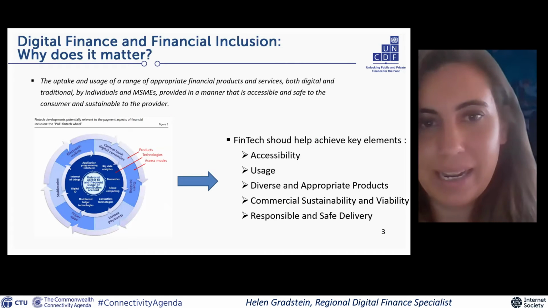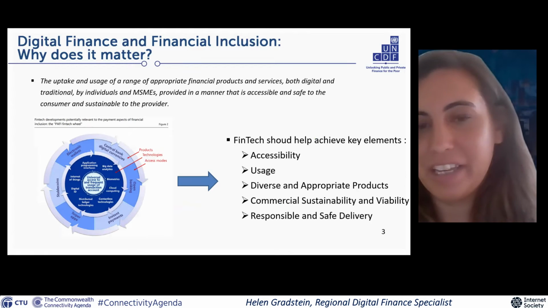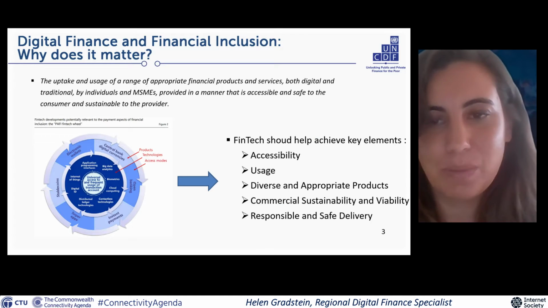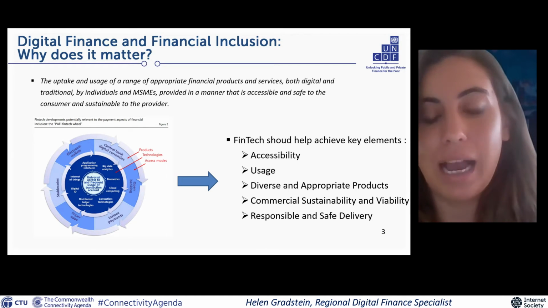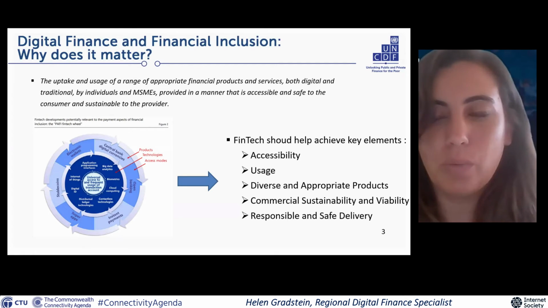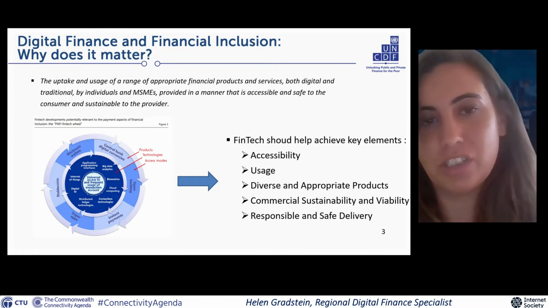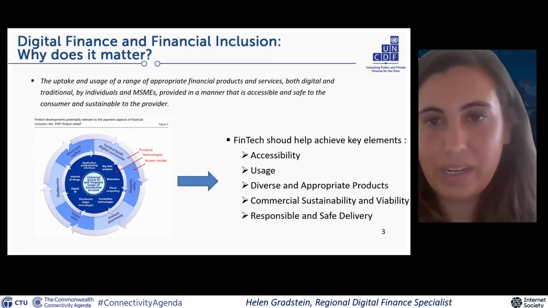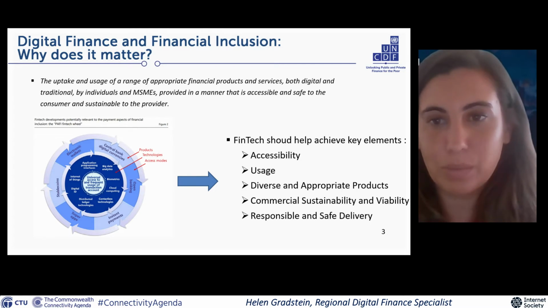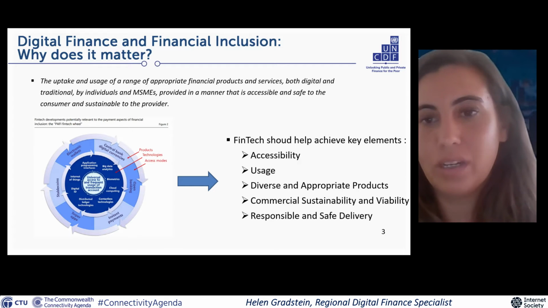Perfect. So, digital finance, financial inclusion, and the UNCDF. As we've just started our operations here in Trinidad and Tobago as the regional office, we have received the question: why focus on fintech and digital finance? For us, the answer is quite easy. The UNCDF believes that financial inclusion, which is essentially the uptake and usage of a range of appropriate financial products and services, both digital and traditional, by individuals and MSMEs, provided in a manner that's sustainable, accessible and safe to the consumer, is a contributing factor towards the Sustainable Development Goals.